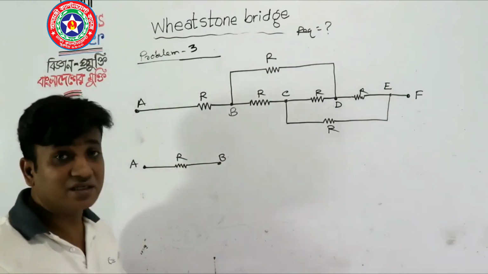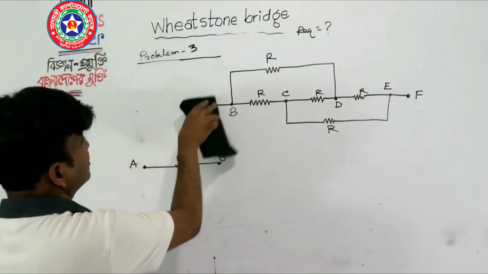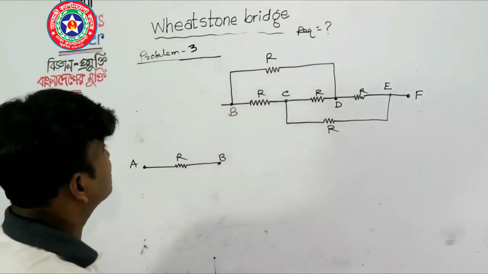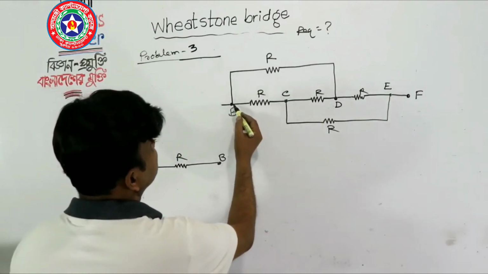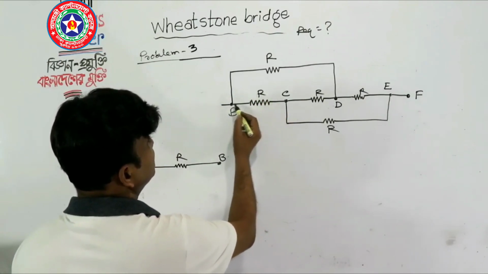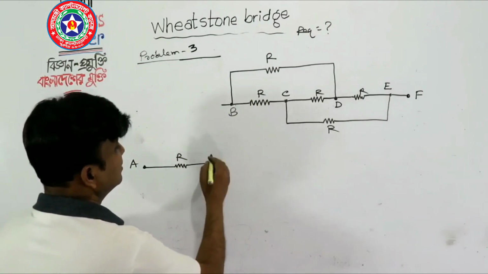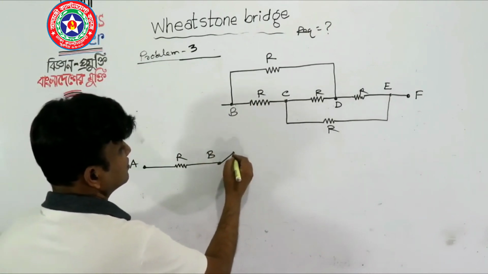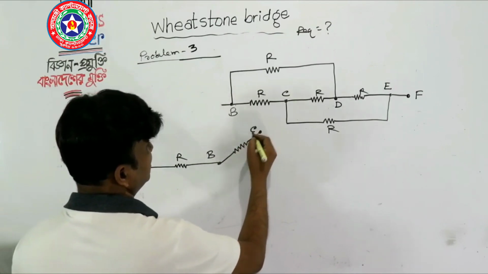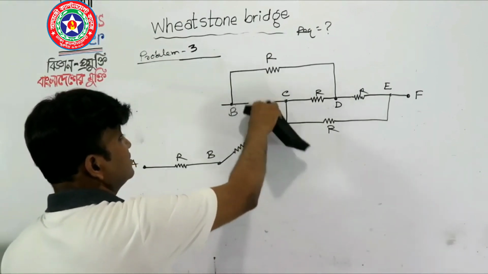We are taking this resistance here, so we can remove this leg. Now there is a resistance R between B and C. We can take this resistance here, B to C. So we can remove this resistance.